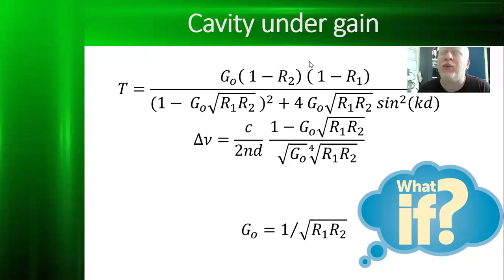Then in the second part, we understood what's called the lifetime, and we related the lifetime to the quality factor with the equation Q equals tau p times omega node, where omega node is the angular frequency at resonance, 2 pi nu node. And finally, we studied the optical cavity under gain, and we raised a question regarding what if this gain equals 1 over root R1 R2, where T will tend to infinity.